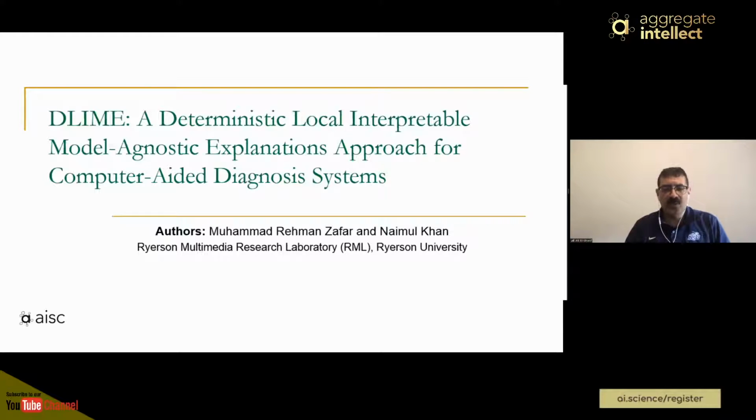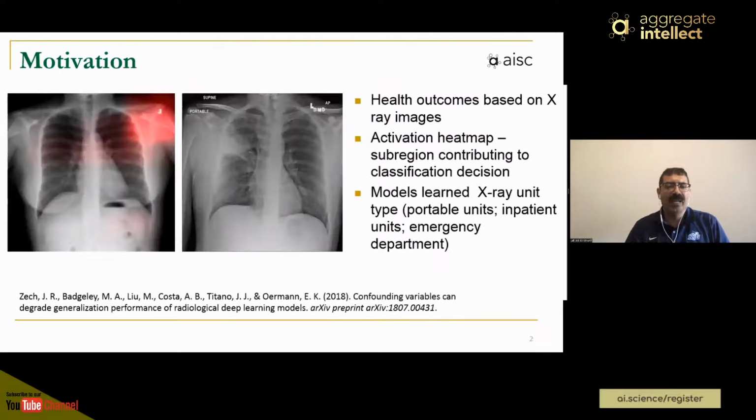I'm going to start before I turn this over to Rehman, and I'll start with an example to highlight why this work that we're reviewing today is important. What I'm showing you here is a visual example cited in the literature where the researchers had a task of having a machine learning algorithm predict healthcare outcome based on X-ray images of the lungs.